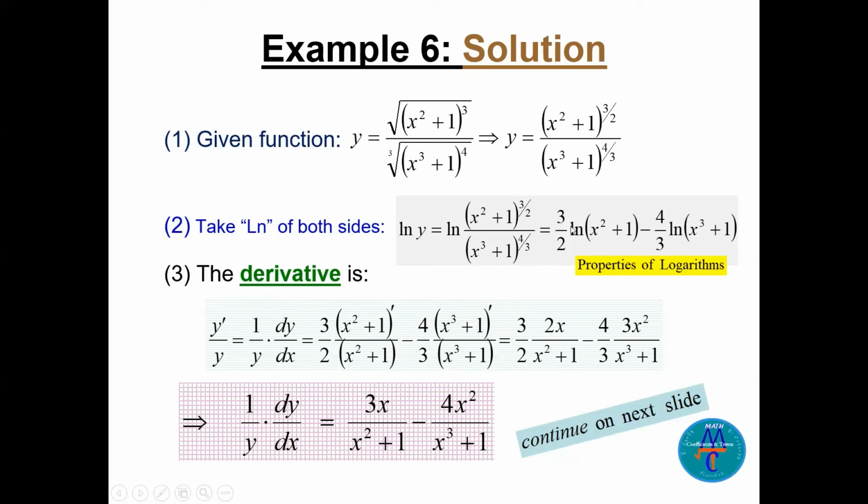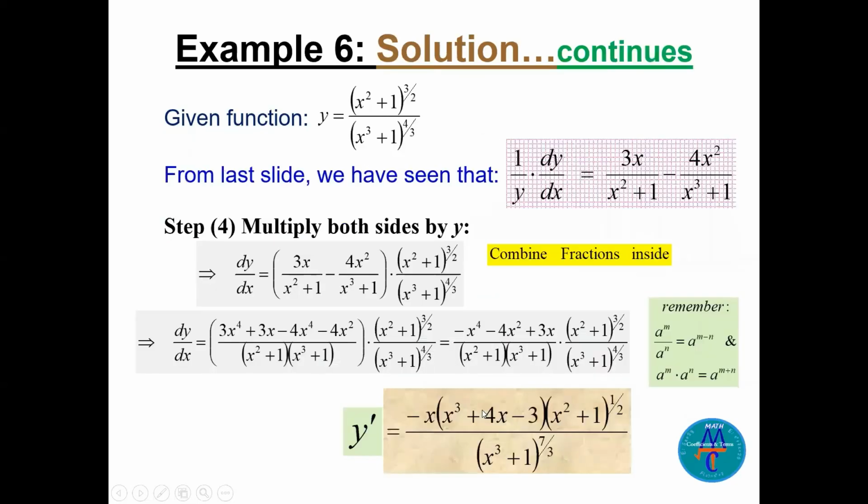Okay. On this side now, 3 over 2, find the derivative of ln of this u. So it will be u prime over u minus 4 over 3, that's constant. The derivative of ln of another u here, x cubed plus 1. So it will be the derivative of x cubed plus 1 over x cubed plus 1. Simplify all that. You will get 1 over y dy over dx equals, cancel here the 2, 3x over x squared plus 1. Cancel the 3 minus 4x squared over x cubed plus 1. We have to simplify this on the next slide.